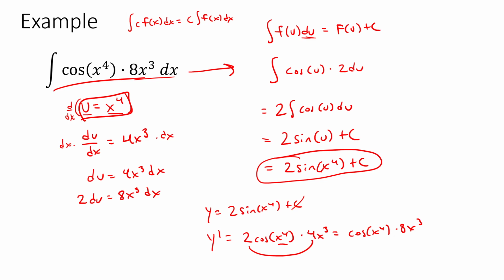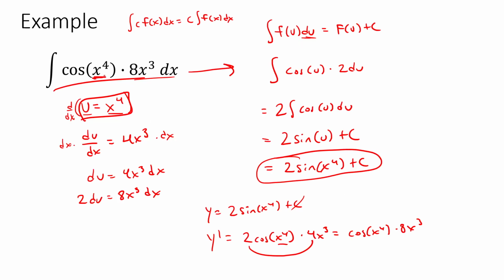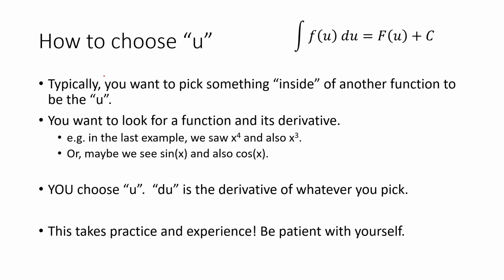So this is the general technique. How do we know what to pick for u? Well, that comes with practice. But generally, you want to look for something that is inside of something else, because again, we're sort of undoing the chain rule. So we want to look for that inner function. And we'll see a bunch of examples. Last time, we chose the thing inside the cosine, and we'll see others.